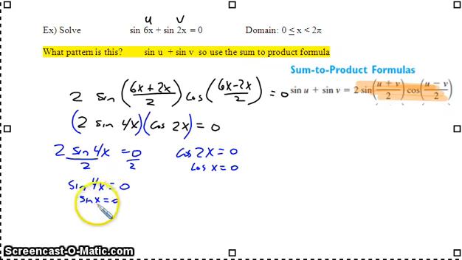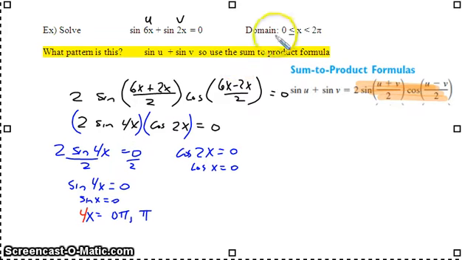I'm going to go to my unit circle and think about where the values on the unit circle are that have a sine of 0. So a sine of 0 would be at 0 and at pi. I could come back and say 2 pi, but my domain says it can't be equal to 2 pi. But remember, when I did this, this is really what 4x is equal to. Now I wrote it as x, but this is really 4x.